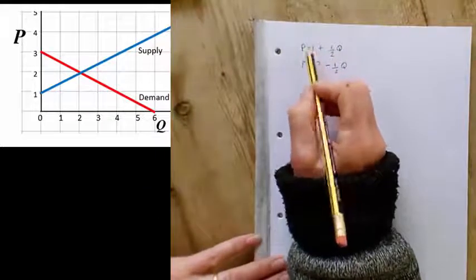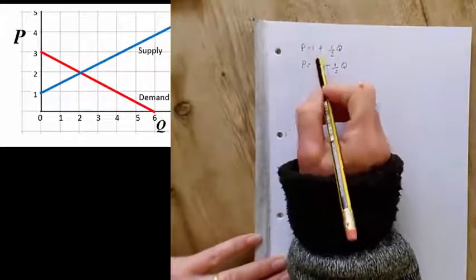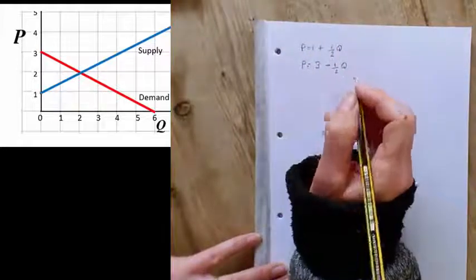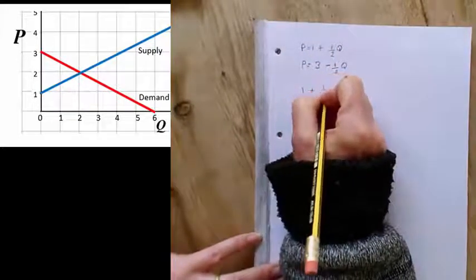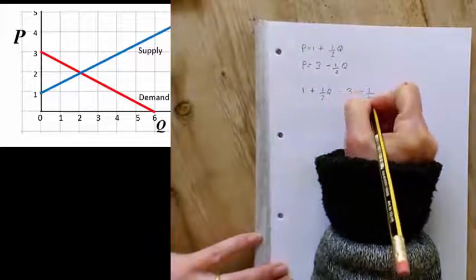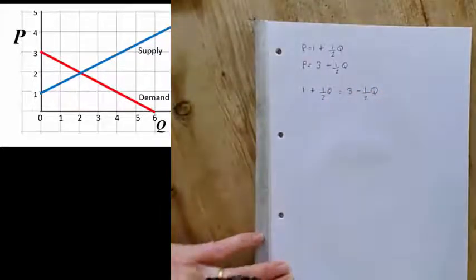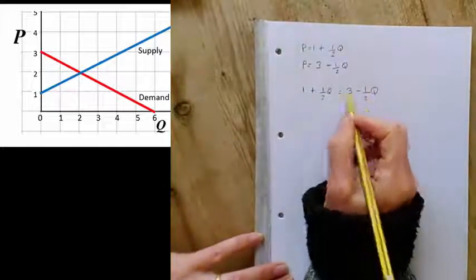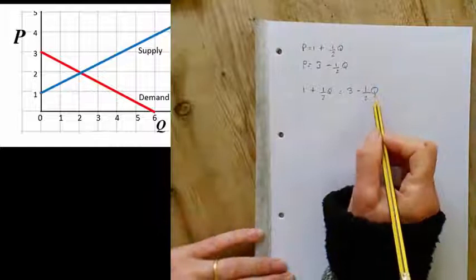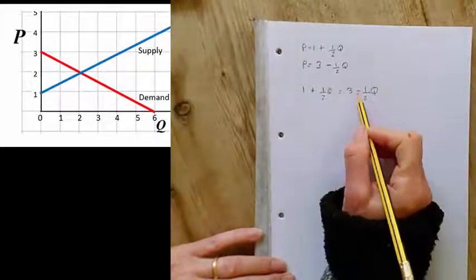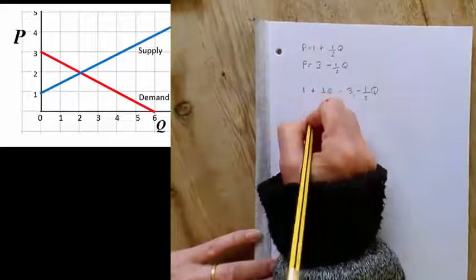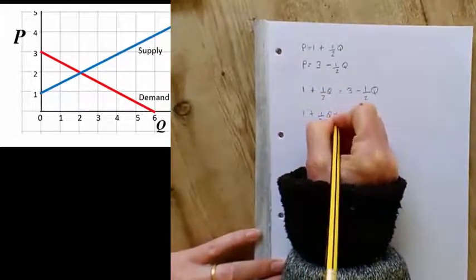So again, we want to set these equal, so we know that this is equal to this at the equilibrium price. So we've got 1 plus half Q equals 3 minus a half Q. Good. So we've got negative Q's here, positive Q's here. So this is the side we want to get the Q's onto. So if I move this minus half Q to the other side, it will become a half Q. So I will get this.